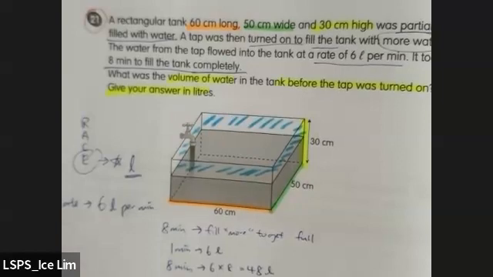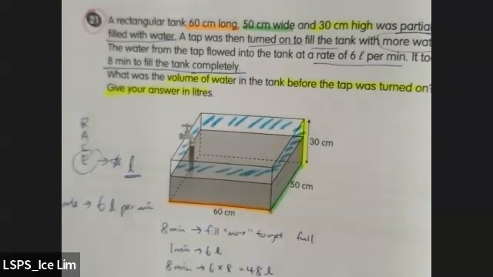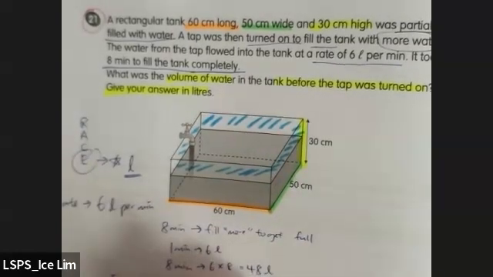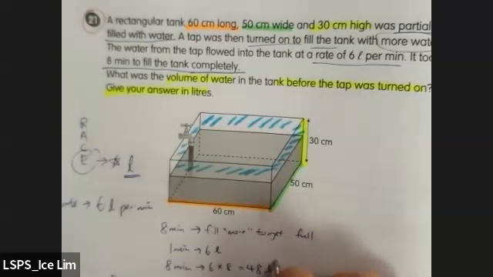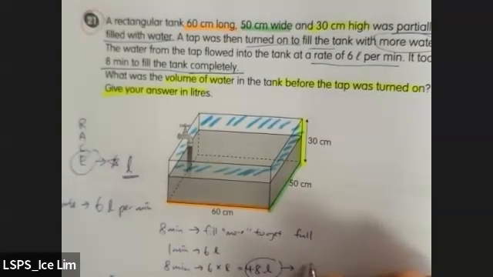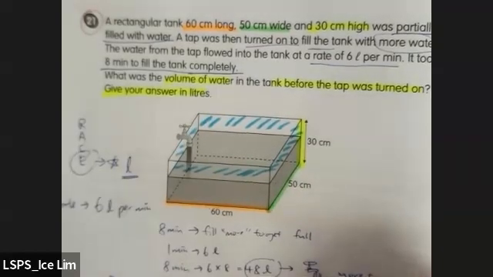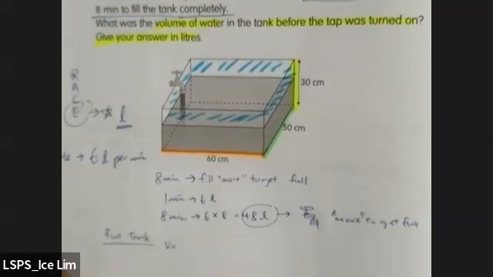So next step. I want to know what the gray color part is. The one before the tap was turned on is the gray color part. So I need the full tank. When the tank is full, 48 is the more water part, the extra part, the blue color part.